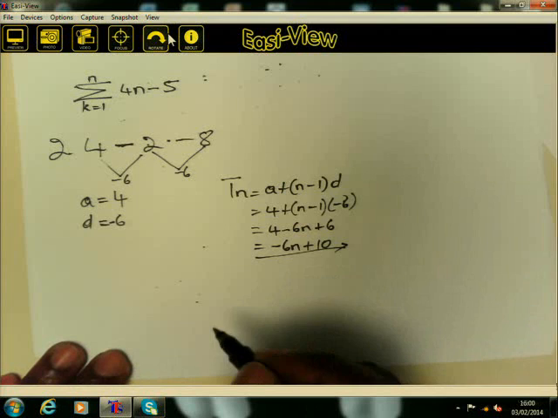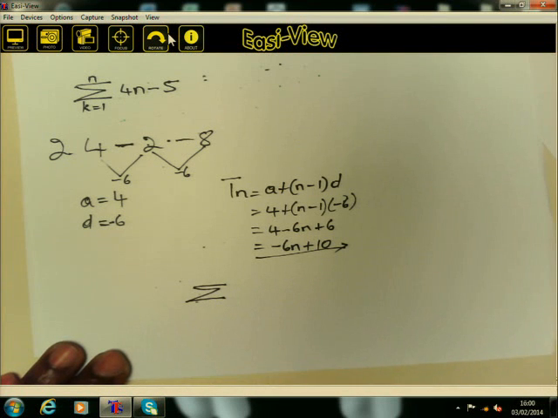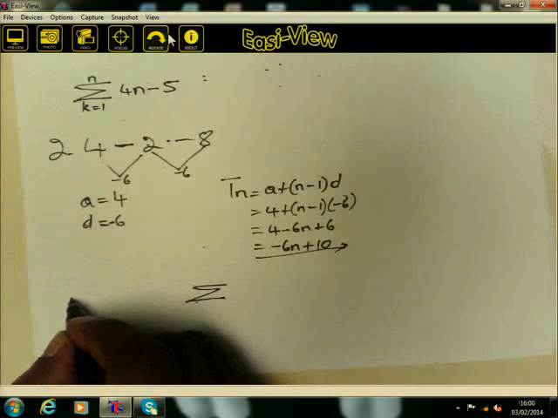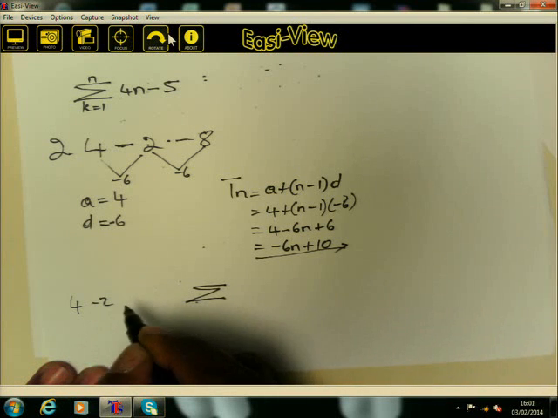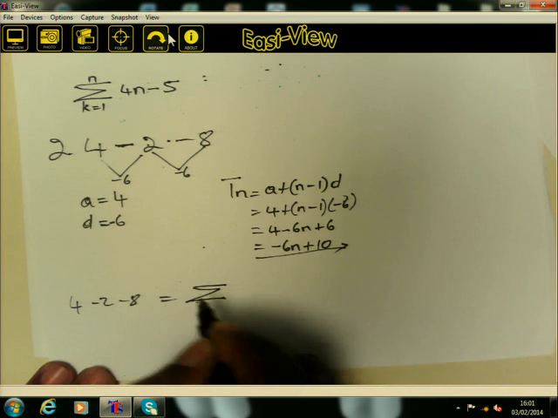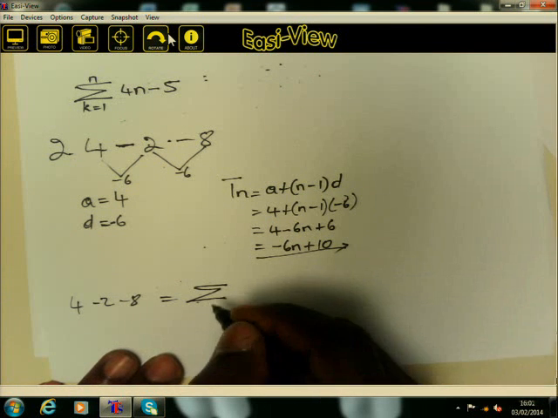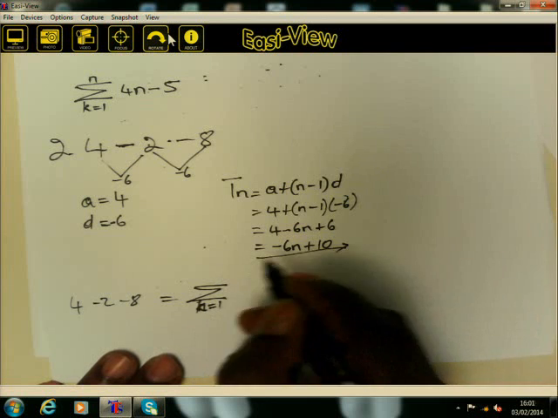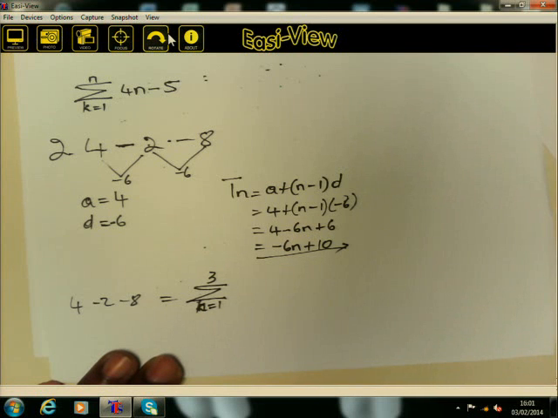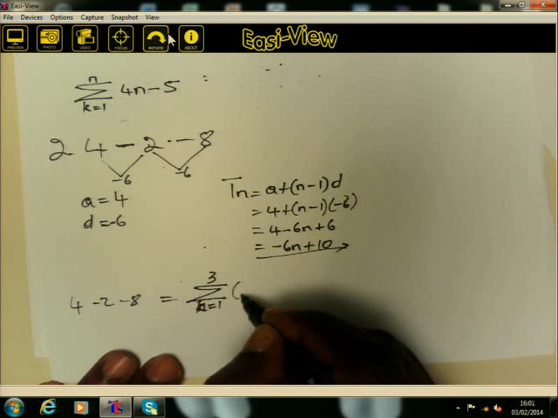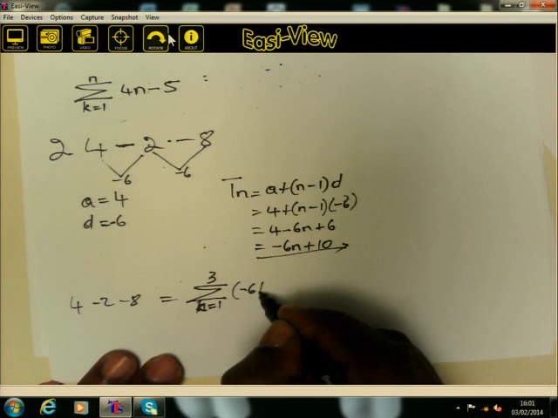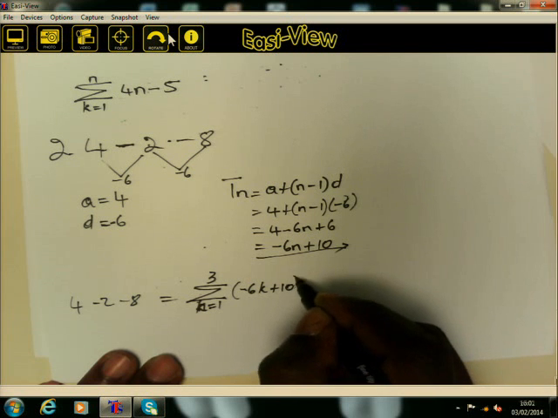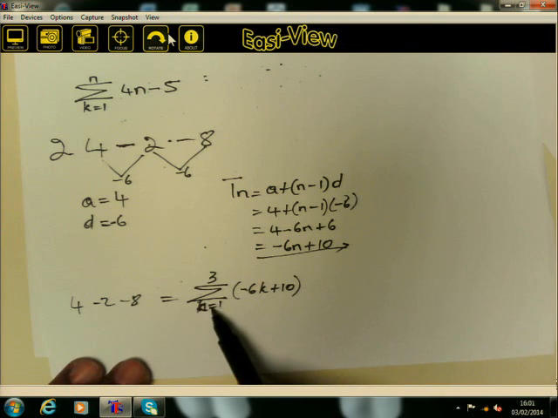So we can write that in a sigma notation and say that 4 minus 2 minus 8 can be equal to the sum where k starts from 1. We've been using k, so let's use k. Start from 1 to 3 because there are 3 terms, of minus 6k plus 10. So k starts from 1 up to 3 since we have 3 terms there.